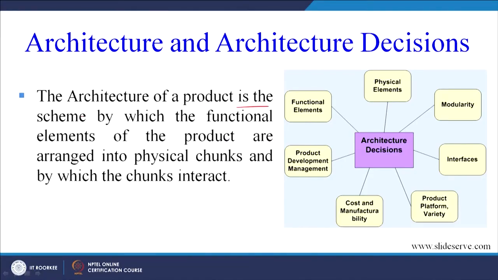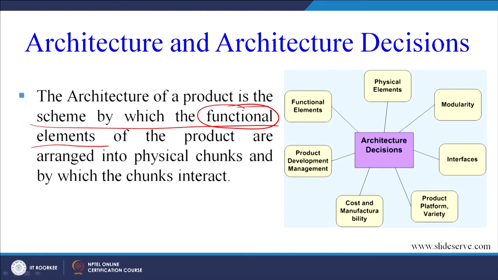So, the architecture and architectural decisions: the architecture of a product is the scheme by which the functional elements, I think I have explained the word function, meaning each and every chunk or element will perform a certain function of the product, are arranged into physical chunks and by which the chunks interact. So, the architectural decisions we take are what the physical elements, modularity, and interfaces are going to be. Suppose in our product architecture we say there are going to be 5 modules. Now, how these modules will interact with each other, whether the first module will have some interaction with the fifth module, or whether the second and third are going to interact with each other, those interactions will be treated as the interfaces.